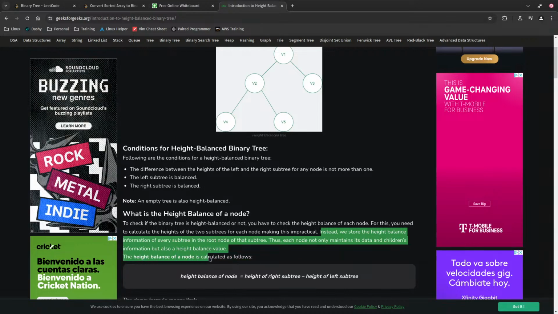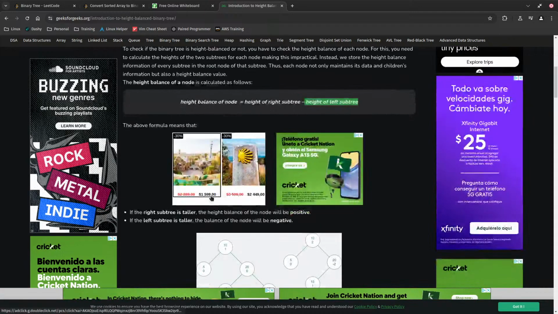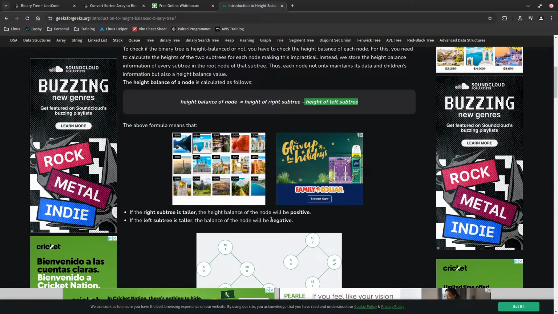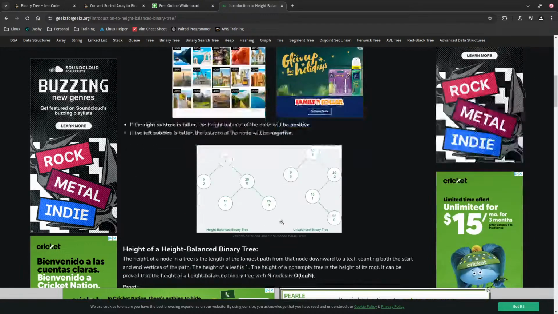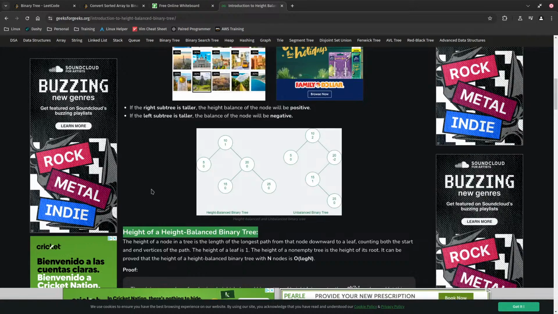The height balance of a node is calculated as follows. Height balance of a node is equal to the height of the right subtree minus the height of the left subtree. If the right subtree is taller, the balance of the node will be positive. If the left subtree is taller, the balance of the node will be negative. Height of a height balanced binary tree.